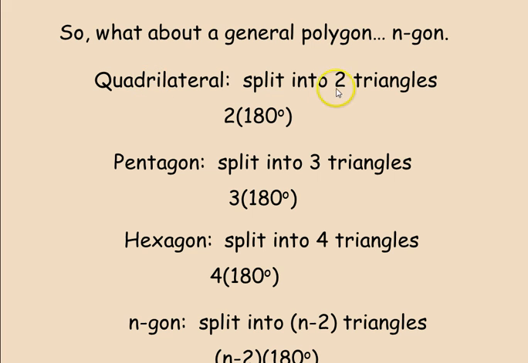A quadrilateral has 4 sides, made up into 2 triangles. Pentagon has 5 sides, into 3 triangles. Hexagon has 6 sides, made up into 4 triangles. So if we have any sort of n-gon, 10-gon, 11-gon, 47-gon, there are 2 less triangles than there are sides, so you do n minus 2 times 180, and that will tell you how many degrees are in an n-gon. So there's a crash course there in angle measures of polygons. Hope that helps.